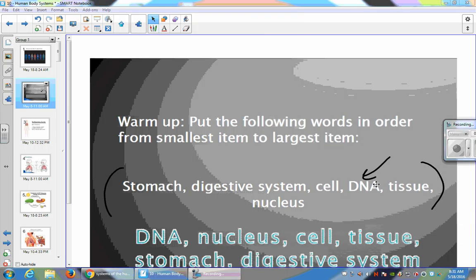Looks like the smallest thing on here is DNA, and in fact DNA is a molecule, so that's got to be the tiniest thing on this list. Then we have nucleus, and of course the DNA is found inside the nucleus. Inside of a cell is the nucleus, so the nucleus must be smaller than a cell. When you take cells and you attach them together, you form things called tissues. And one of the types of things you can form from a tissue is an organ, and our example organ is a stomach. And the stomach is a part of the whole digestive system. So that would be the largest item on this list. I hope you got that right.